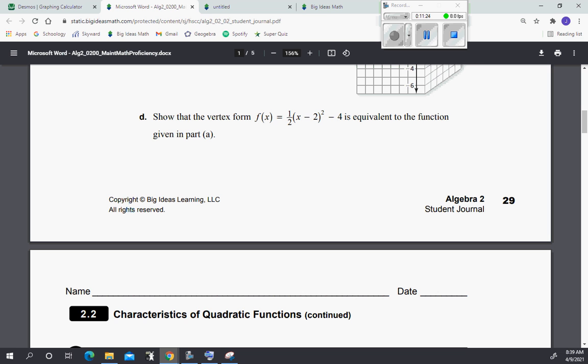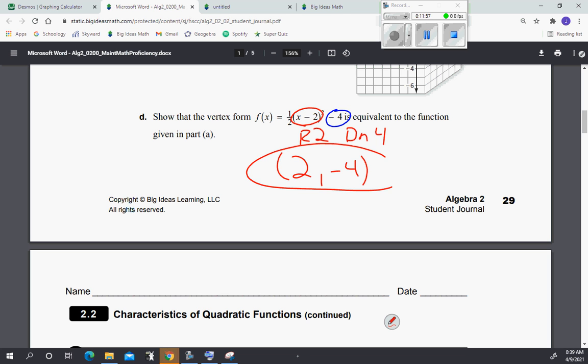This part says show that the vertex form f of x equals 1/2 times x minus 2 squared minus 4 is equivalent to the function given in part A. Where's the vertex of this function? We know this nice equation here. Because what moves our vertex? Only this and this. This moves it right 2 and down 4. So what's our vertex? 2, -4. Same vertex.